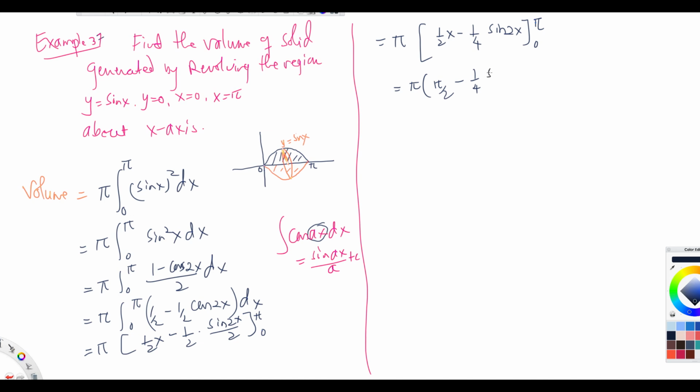What is sine 2 pi? Sine 2 pi is 0, right? This quantity is 0, minus, now plug in 0: 1/2 times 0 will be 0, and 1/4 sine 2 times 0, sine 0 is again 0, so that will be that one. Okay, so again, as I just mentioned, this value is 0, right? So that will give you the final answer as pi squared over 2.